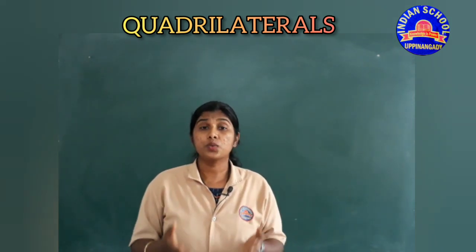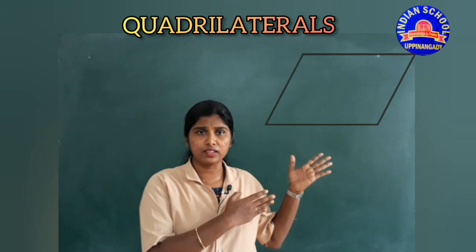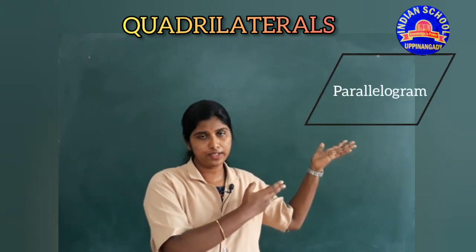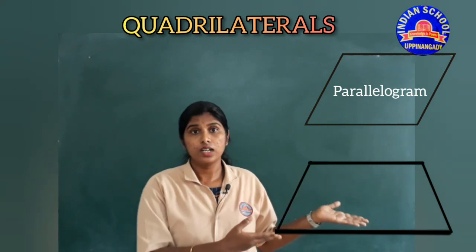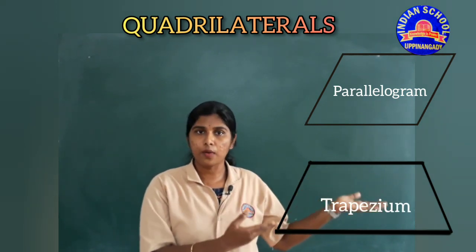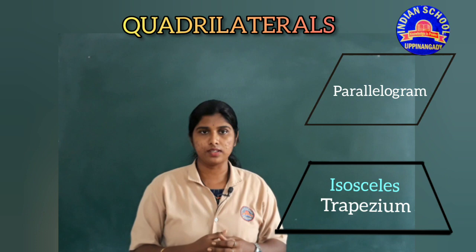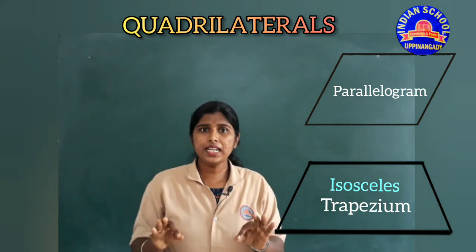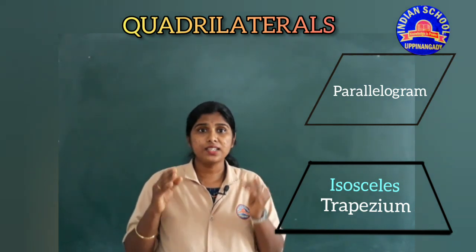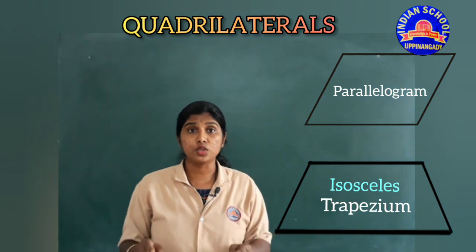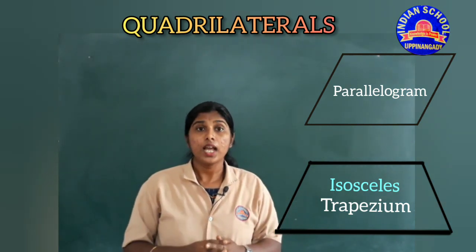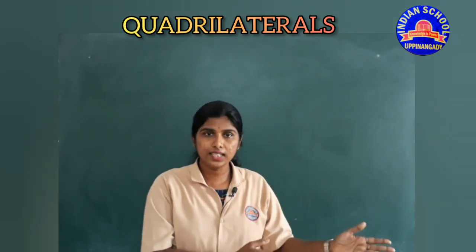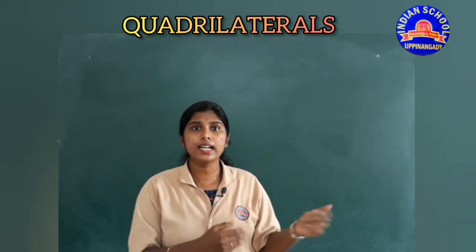So dear students, we have learnt about the first category and its further bifurcation, and the second type, that is trapezium. Under that we have learnt about isosceles trapezium. So in the beginning itself I told you this classification is done on the basis of the number of pairs of parallel sides. Now we will go for the third category, that is kite.